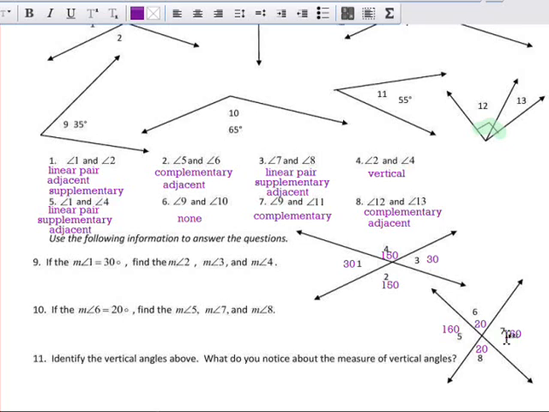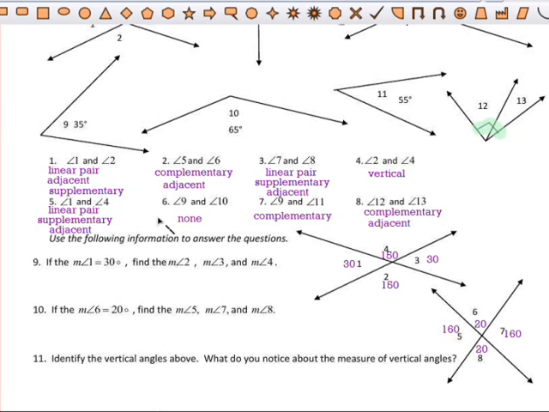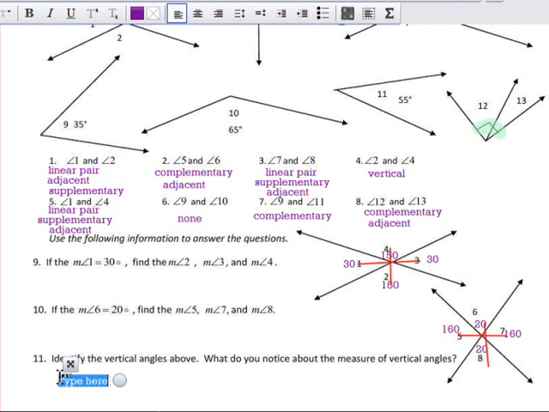Okay, so hopefully now you've unpaused the video and you can see that I got 20, 20, 160, and 160. Identify the vertical angles above. What do you notice about the measures of vertical angles? Well, the vertical angles we identified as the ones that are across from one another, right? So these two are vertical angles, these two are vertical, these two, and these two. And what do you notice about their measures? Well, really simply, you probably notice that vertical angles are congruent. Easy enough, right?